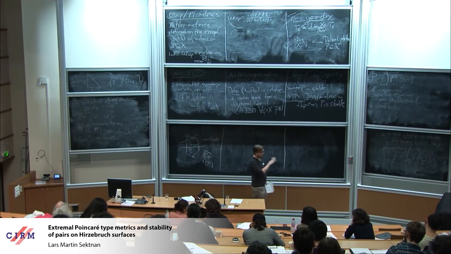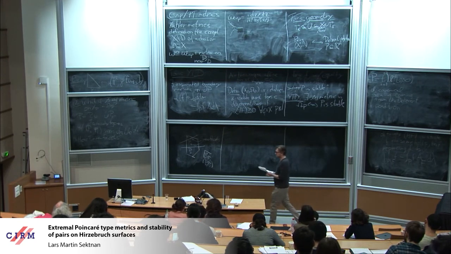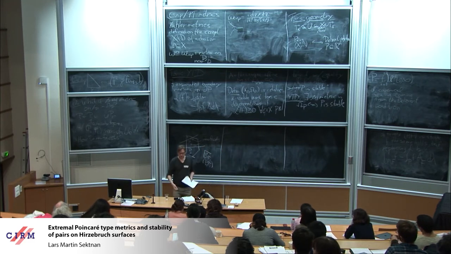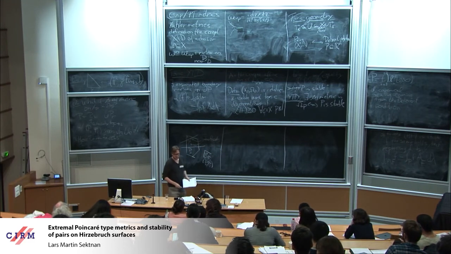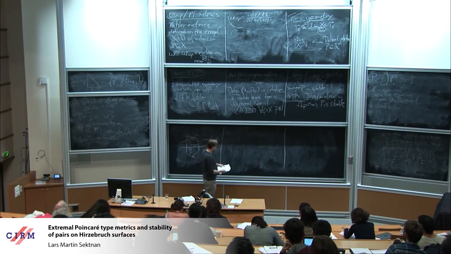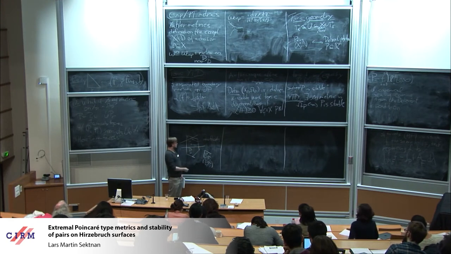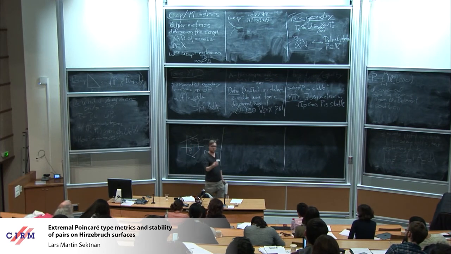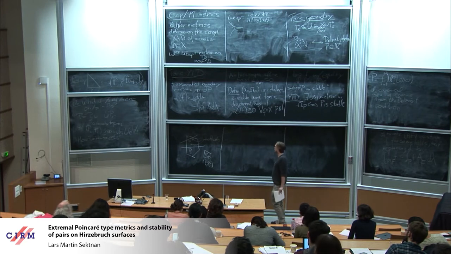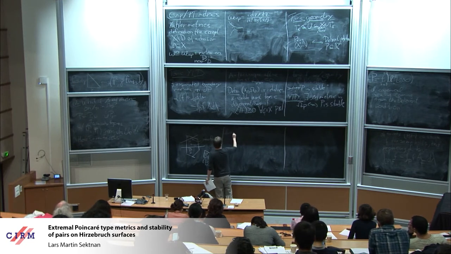And one of the prime candidates have been Poincaré type metrics. Okay, so there are many examples of extremal Poincaré type metrics, and this has been one of the prime candidates. So I'll just give a couple of examples. The reason for me being interested in stable pairs like this is that they should come up in this situation. So now I'm just studying stable pairs on their own, trying to find out what happens when they are stable.